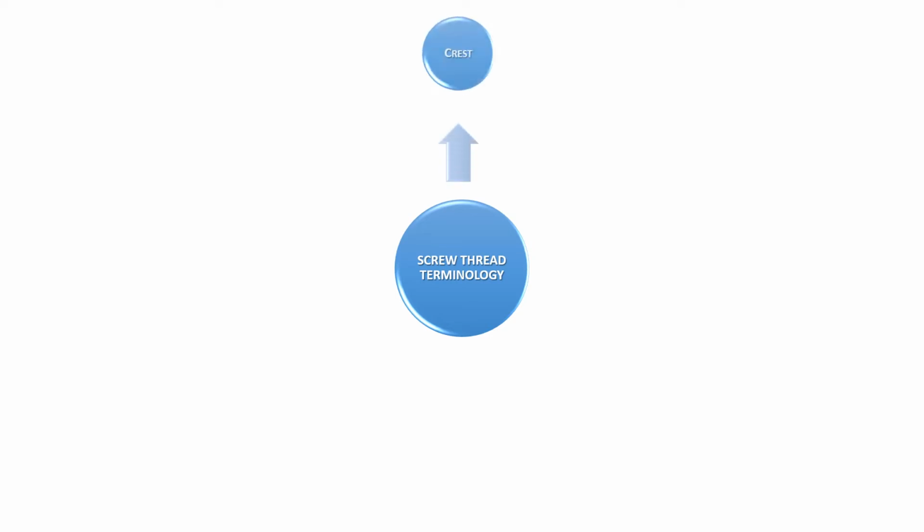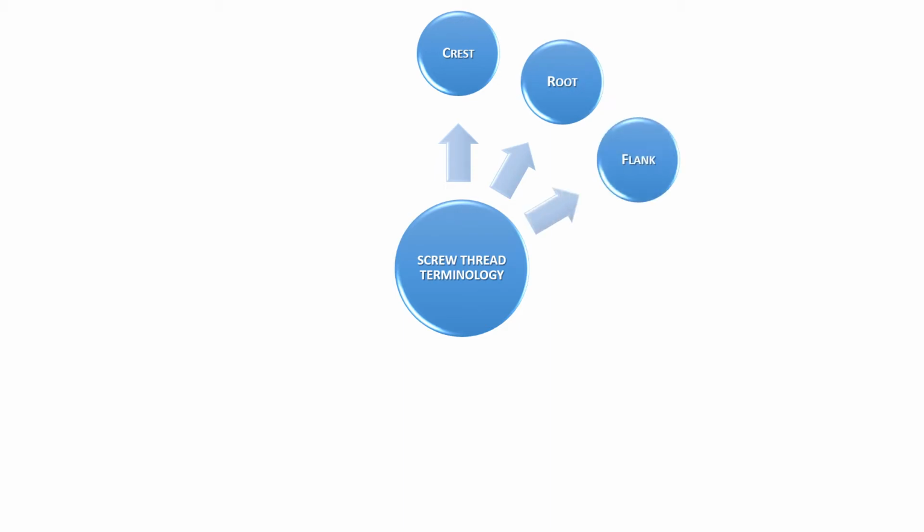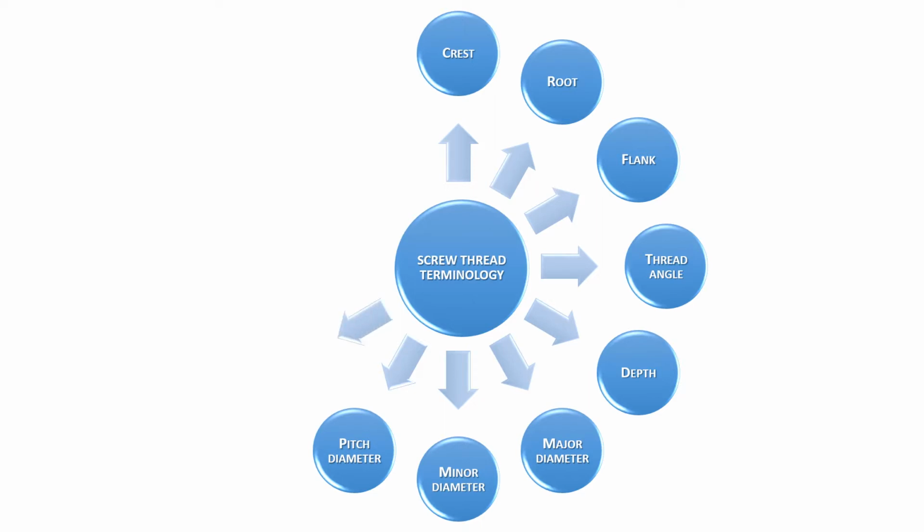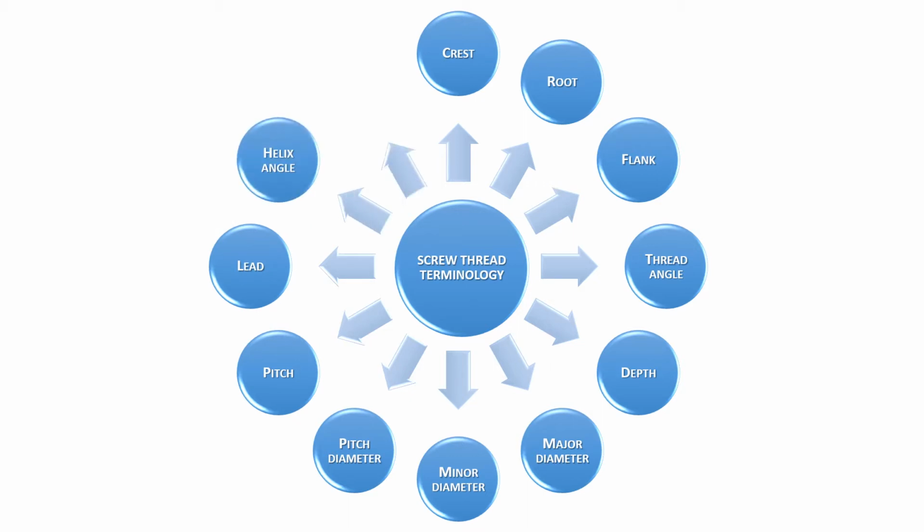First of all, let's see the glance of screw thread terminology chart. Screw thread terminology. Crest, root, flank, thread angle, depth, major diameter, minor diameter, pitch diameter, pitch, lead, helix angle, hand.